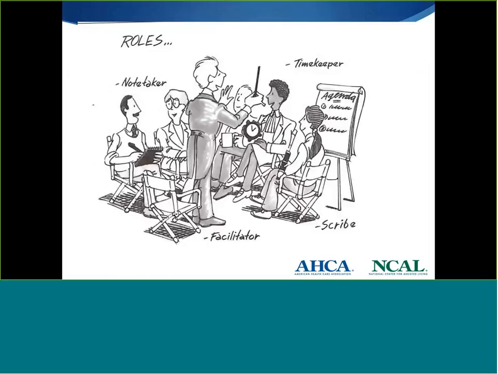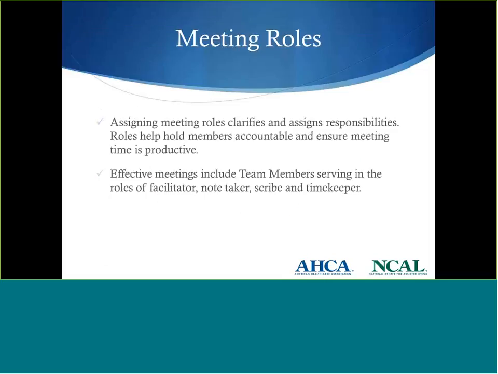All righty, so let's talk about the roles that people show up in, and we really need to have the adults in the room, have people behave like adults and take responsibility for having an effective meeting. It takes everybody being responsible for an effective meeting. We want the meeting to be harmonious and to run really well. So we're going to assign meeting roles, because that clarifies and assigns responsibility. And the roles hold the members accountable and ensure that your meeting is effective.